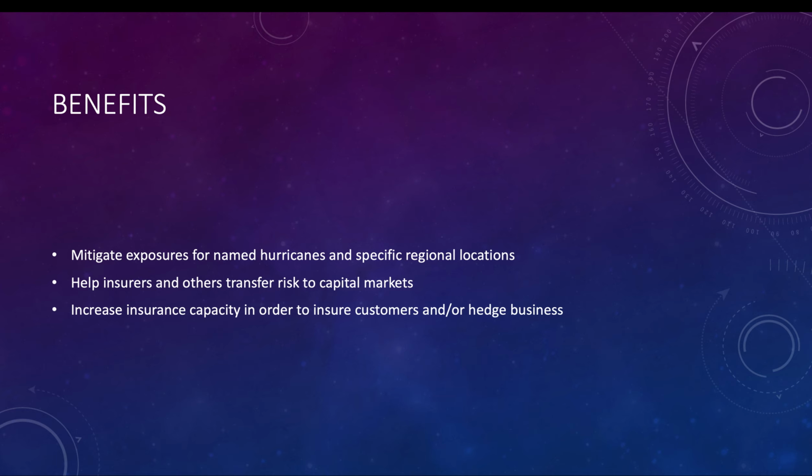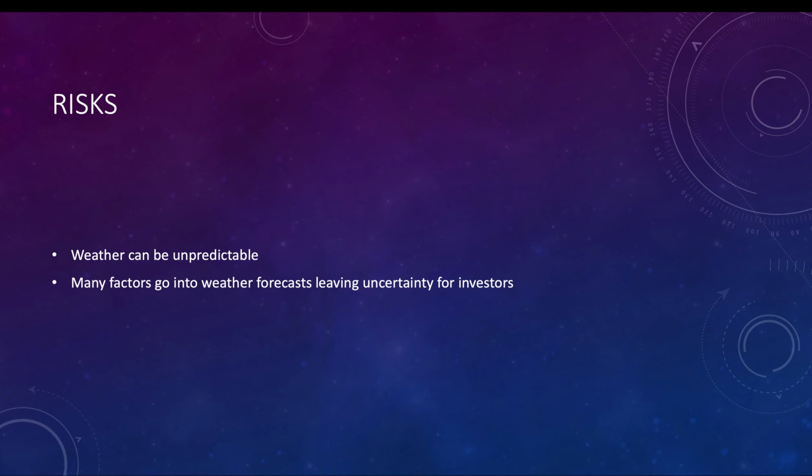So some of the benefits of these contracts are to mitigate exposures for named hurricanes and specific regional locations. They also help insurers and others transfer risk to capital markets, and they increase the insurance capacity in order to insure customers or hedge the business.